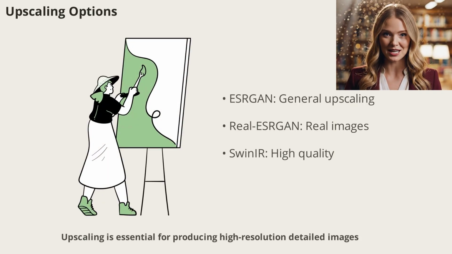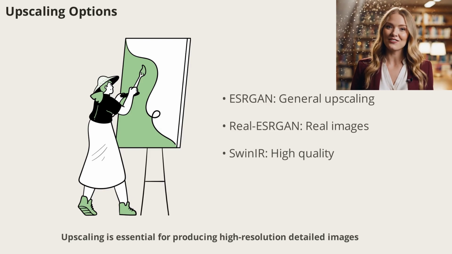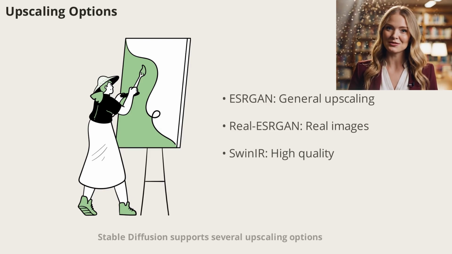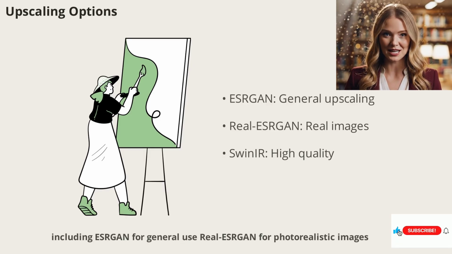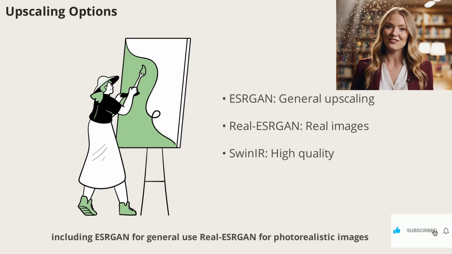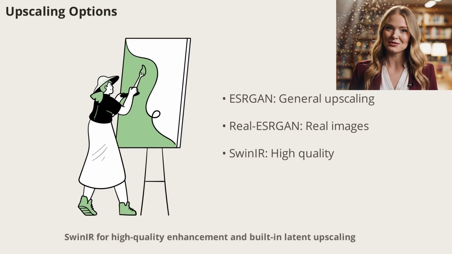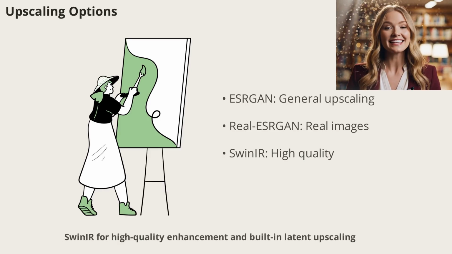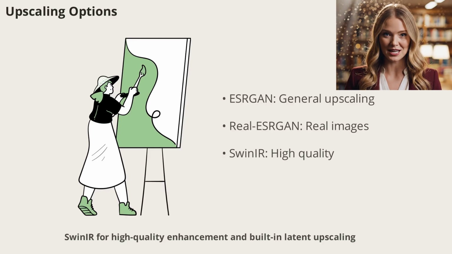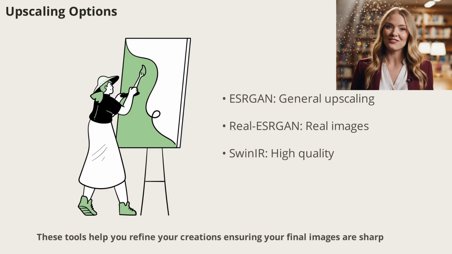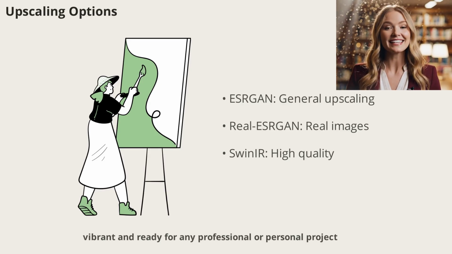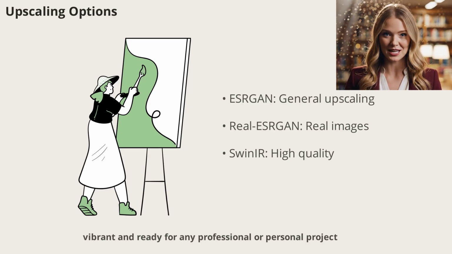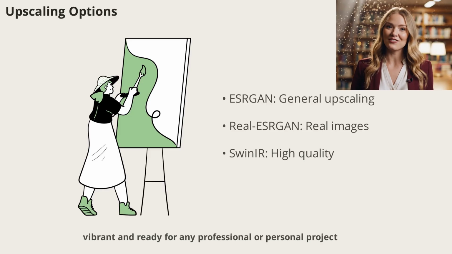Upscaling is essential for producing high-resolution, detailed images. Stable Diffusion supports several upscaling options, including ESRGAN for general use, Real-ESRGAN for photorealistic images, SwinIR for high-quality enhancement, and built-in latent upscaling. These tools help you refine your creations, ensuring your final images are sharp, vibrant, and ready for any professional or personal project.